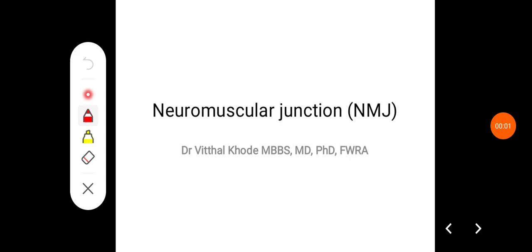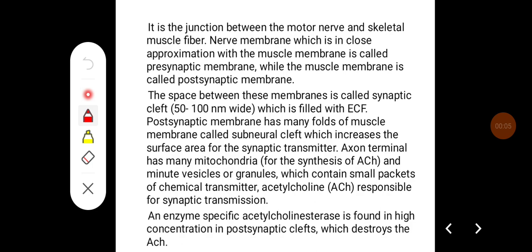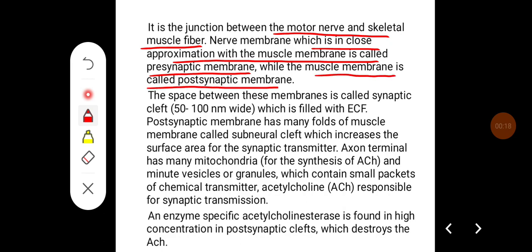Hello everyone. In this class, we'll try to learn about neuromuscular junction. It is the junction between the motor nerve and skeletal muscle fiber. Nerve membrane, which is in close approximation with the muscle membrane, is called presynaptic membrane, while the muscle membrane is called postsynaptic membrane. The space between these membranes is called the synaptic cleft, and it measures around 50 to 100 nanometers, which is filled with extracellular fluid.